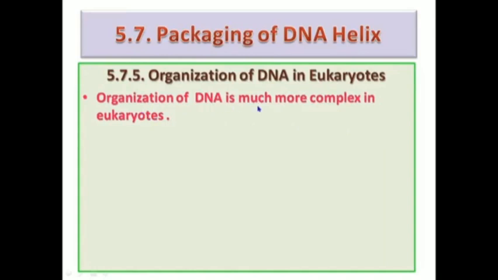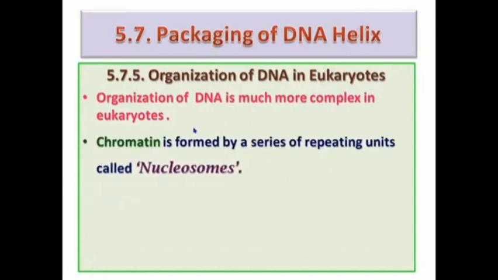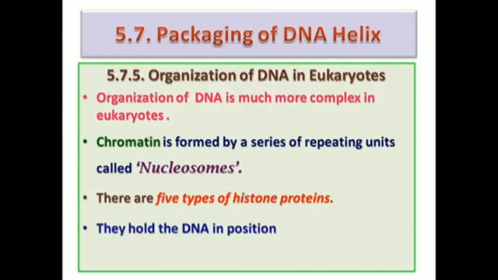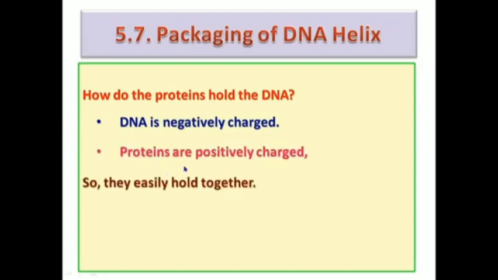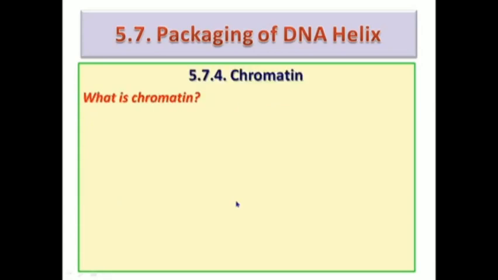Organization of DNA is much more complex in eukaryotes. Chromatin is formed by a series of repeating units called nucleosomes. There are 5 types of histone proteins. They hold the DNA in position. How do these proteins hold the DNA? DNA is negatively charged and the proteins are positively charged, so they are held together.